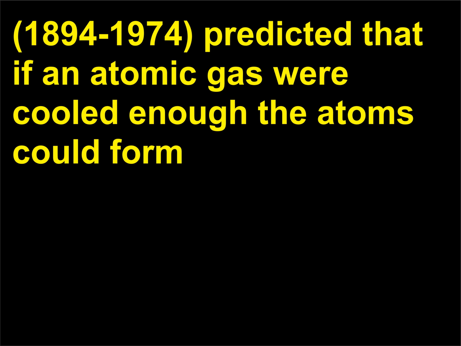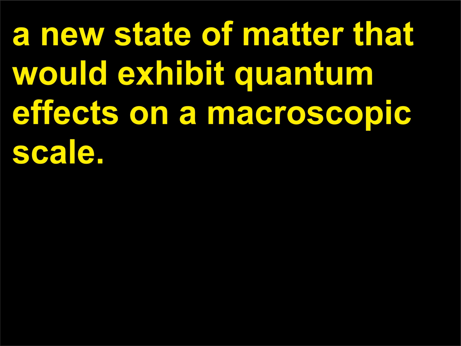From 1924 to 1925, Einstein and the Indian physicist Satyendranath Bose, 1894 to 1974, predicted that if an atomic gas were cooled enough the atoms could form a new state of matter that would exhibit quantum effects on a macroscopic scale.